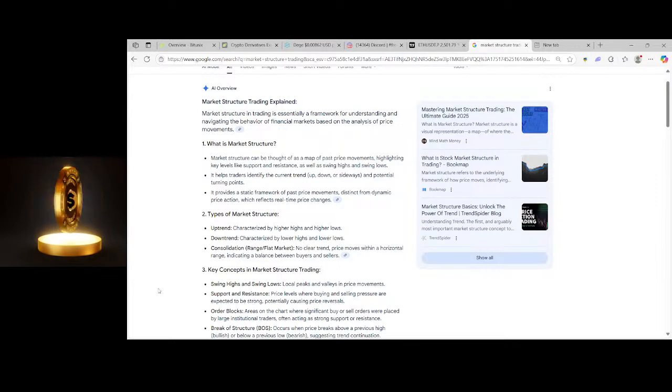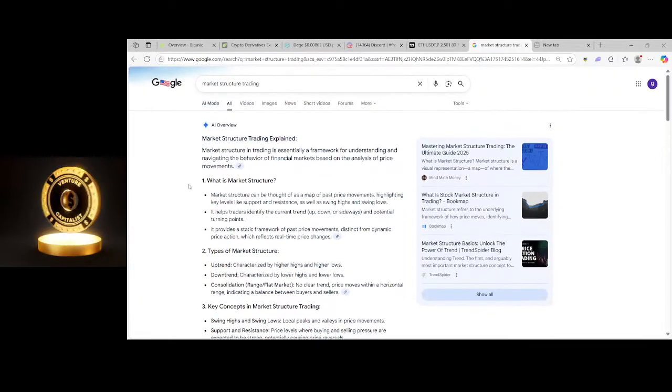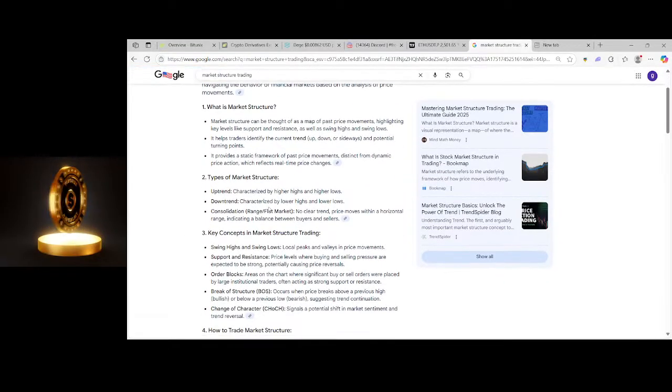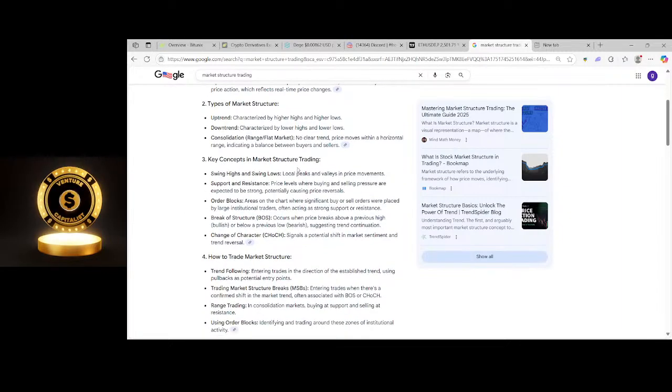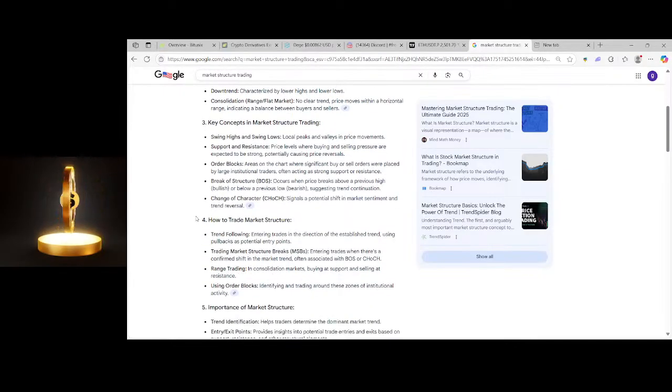So, learning market structure is very simple. Just type in market structure trading on Google. All right, so here: uptrend, characterized by higher highs, higher lows. Downtrend, lower highs, lower lows. Consolidation, a range or flat market with no clear trend. Price moves within a horizontal range, which is the channel that I'm showing you, indicating balance between buyers and sellers. Key concepts in market structure: swing highs and swing lows, local peaks, local valleys, support, resistance, and so on.